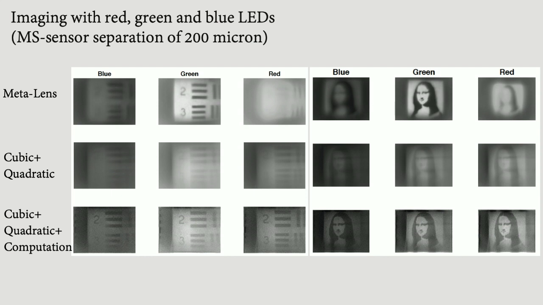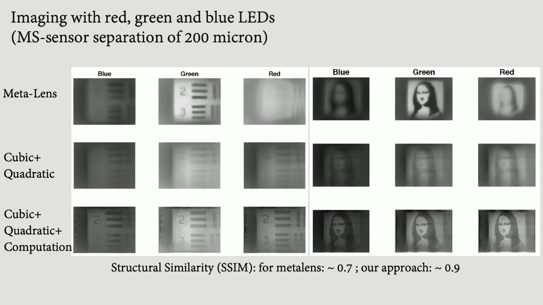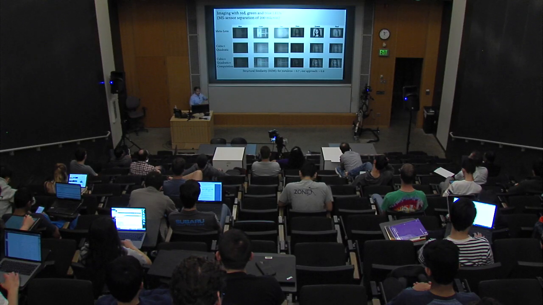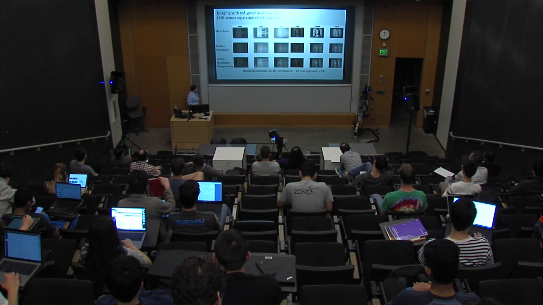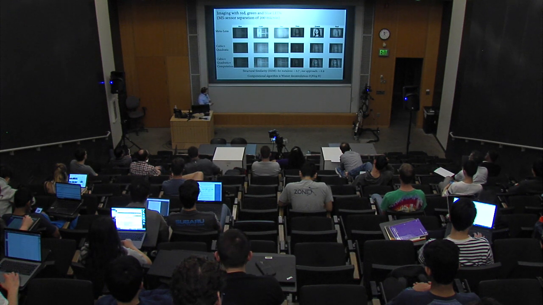We can also quantify how good it is by something known as structural similarity, which measures how similar these images are. The highest value of structural similarity can be 1. For the metalens, we get 0.7. With our approach, we get 0.9. It actually depends on what you are imaging. Depending on the scene, you might not see a big difference, or you may see a higher difference. And just to tell you, the computational algorithm that we are using is called Wiener deconvolution, and the complexity is order n log n.